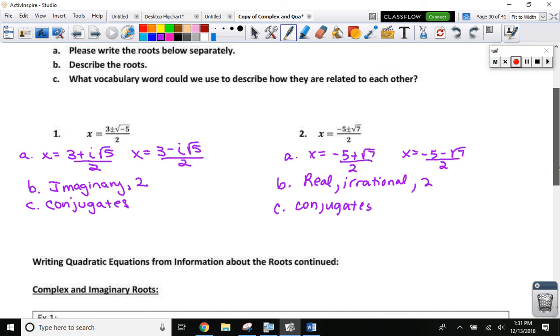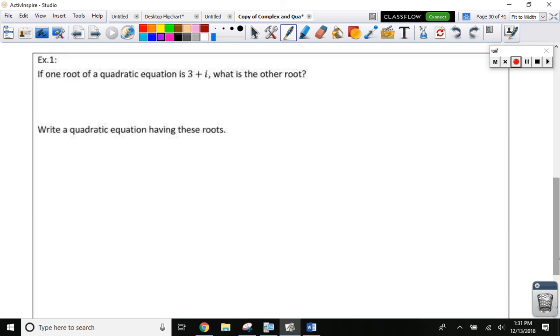Okay, let's apply here. If one root of the quadratic equation is 3 plus i, so root 1 is 3 plus i, then what do I know about root 2? 3 minus i, right? Conjugates. Write a quadratic equation having these roots. So there are an infinite number of equations that could have these roots, but we're looking for just one, right?